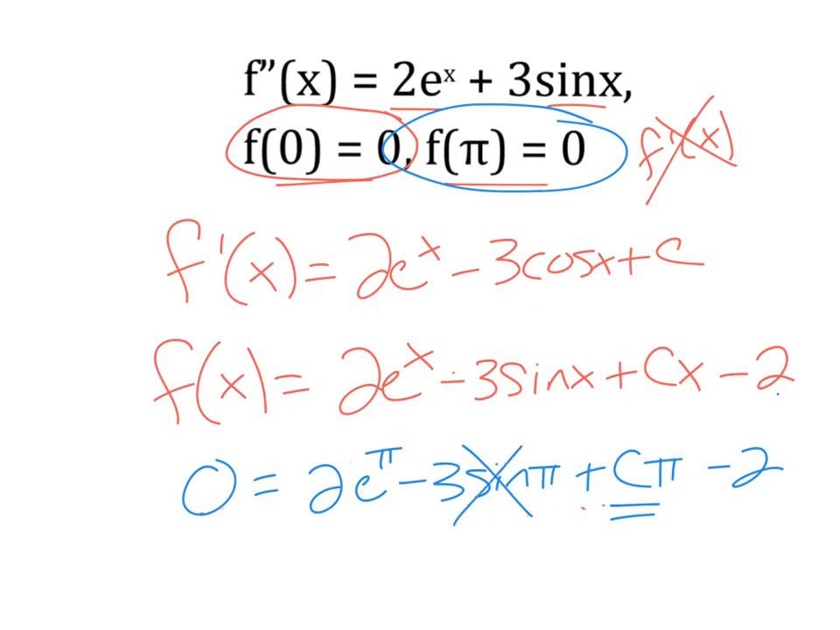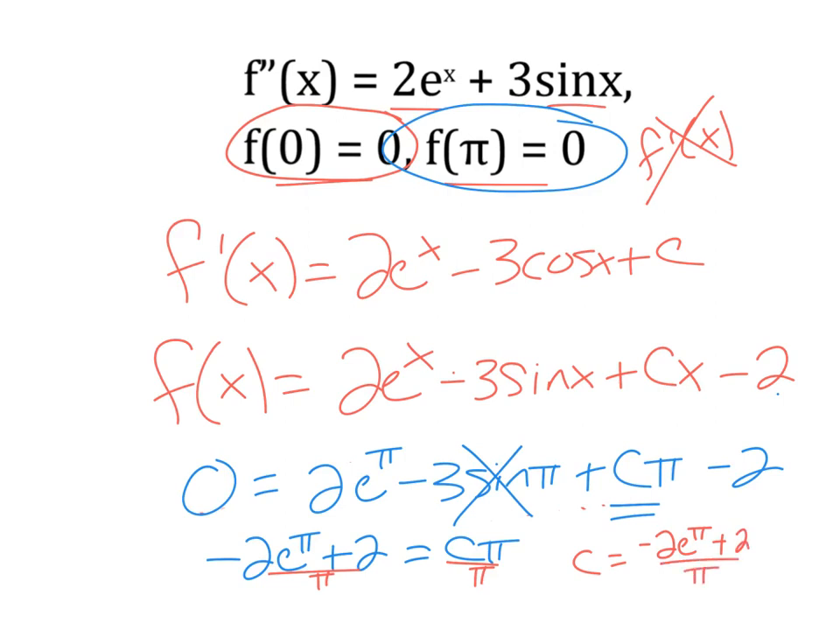But to solve for c, to isolate it, I would have to subtract the 2e to the pi, add the 2, and then notice I'd have to divide by pi on each side. And so it looks nasty, but c is going to be given as negative 2e to the pi plus 2 all over pi. And I guess we just have to take it as it is.